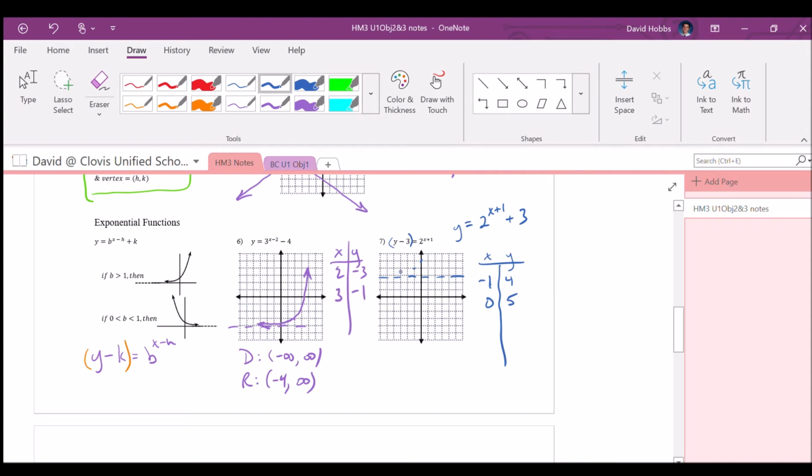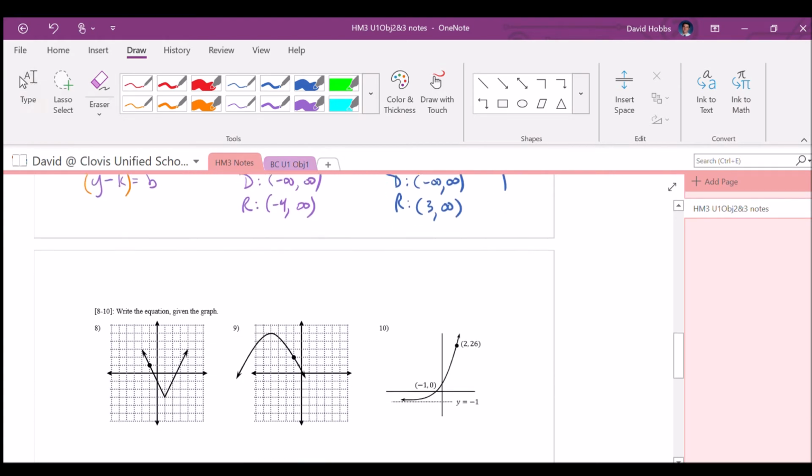And there's our sketch. Okay, domain goes left and right forever, so all reals. And the range, elevation 3 doesn't quite touch it, and then it goes up forever.